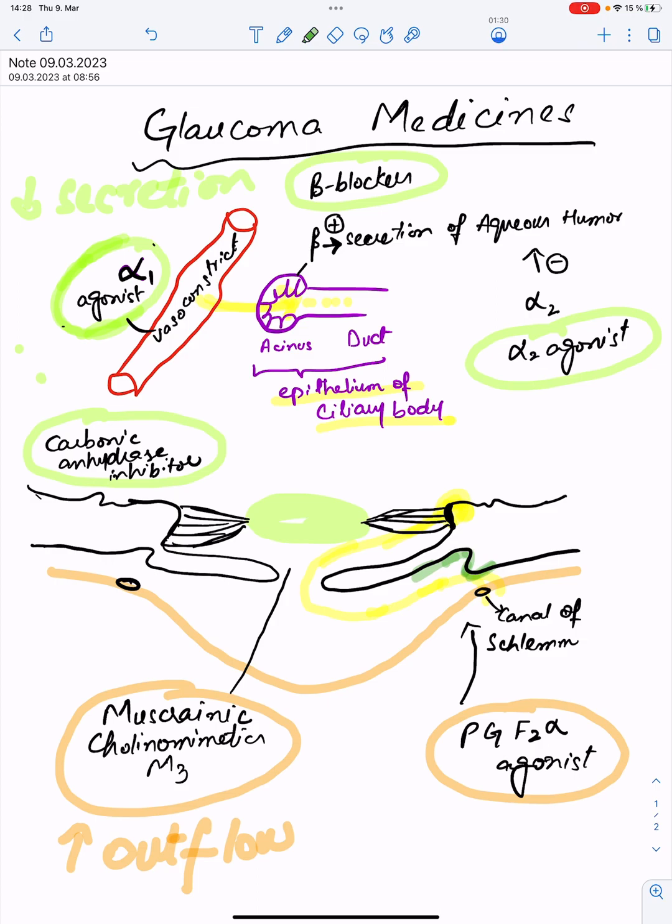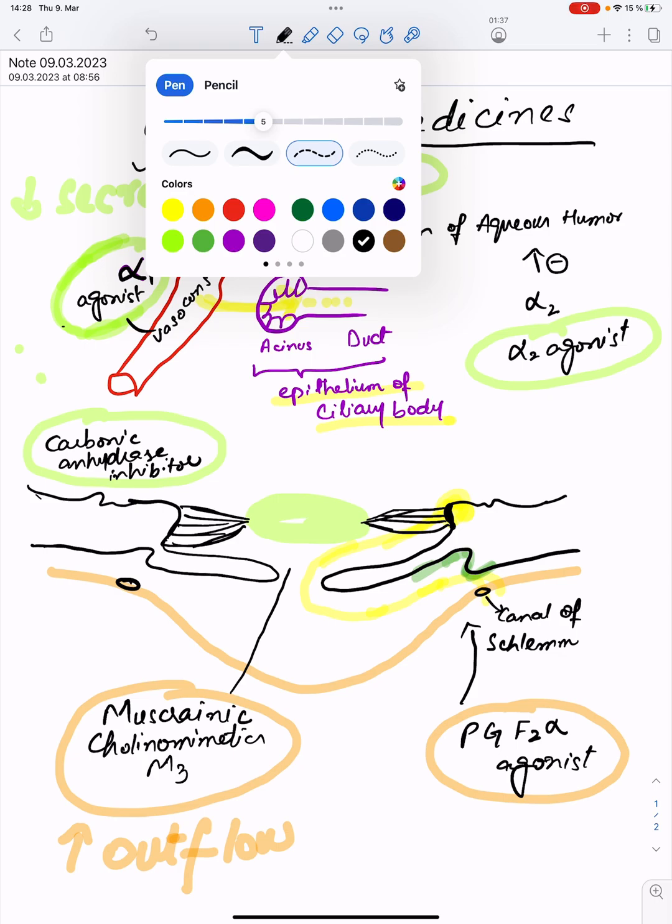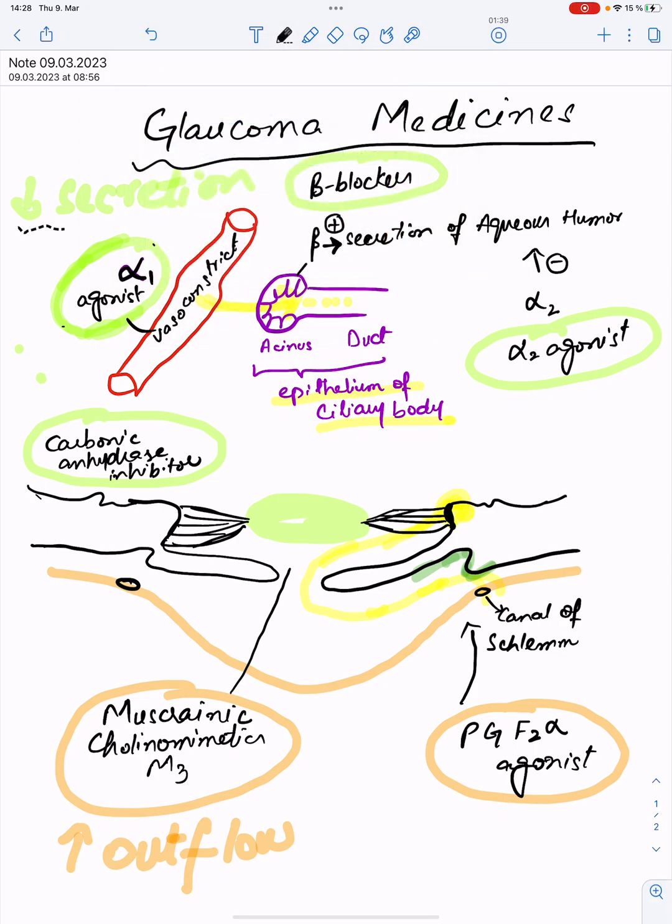So we have some drugs. Some of the drugs help us to reduce the secretion of aqueous humor, and these include alpha 1 agonist, beta blockers, alpha 2 agonist, and carbonic anhydrase inhibitor. And then there is another group that increase the outflow of the aqueous humor, and these are the cholinomimetics or muscarinic M3 agonist, and prostaglandins.